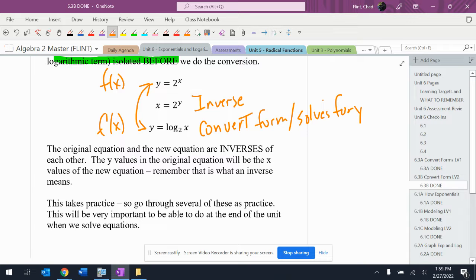It's not super high on the importance scale like some things are, but this is something that if you want to be able to do really well on your stuff, you definitely need to be able to do this. All right, and it also helps you practice with converting forms, which is vital. All right, that's probably the most important thing throughout this whole unit about logarithms.